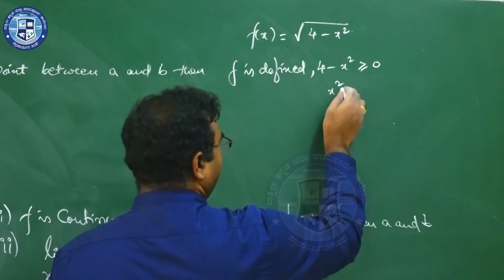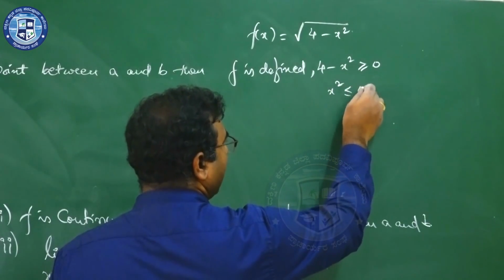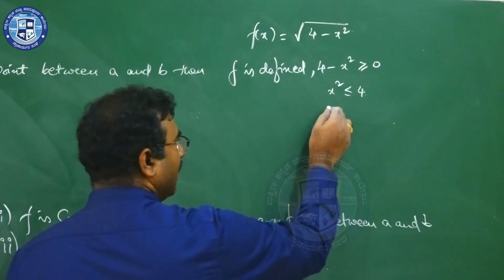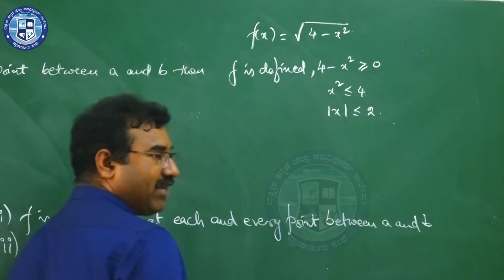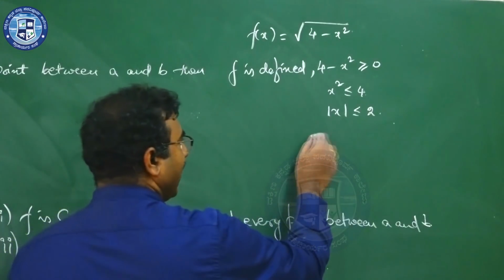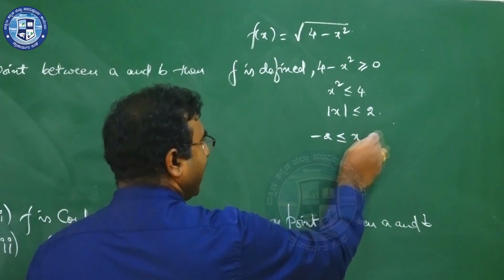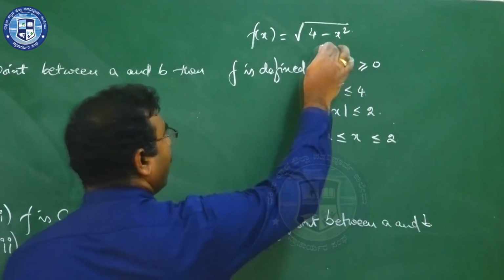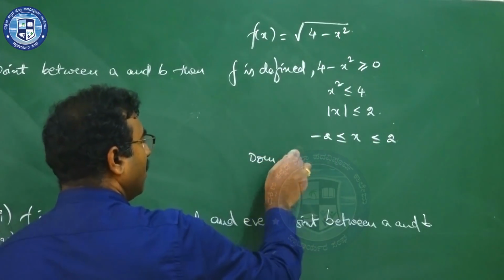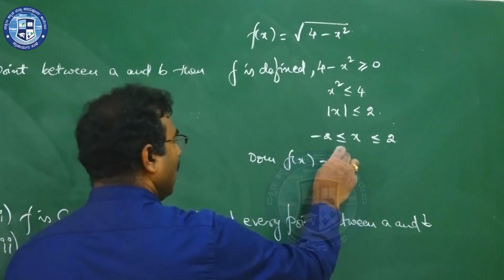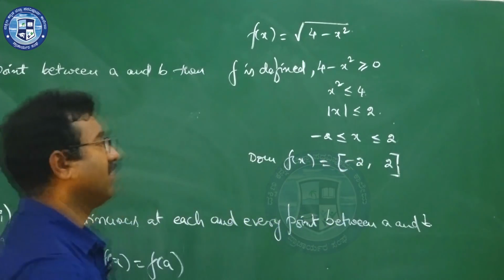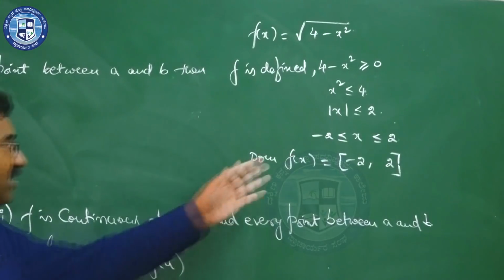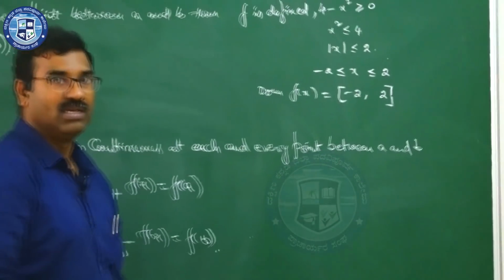When we simplify, what happens? x square is less than or equal to 4. Then mod x is less than or equal to 2 when you take the square root. Then x lies between minus 2 and 2. That means, what is the domain of this function? Domain of f(x) is the closed interval minus 2 to plus 2.